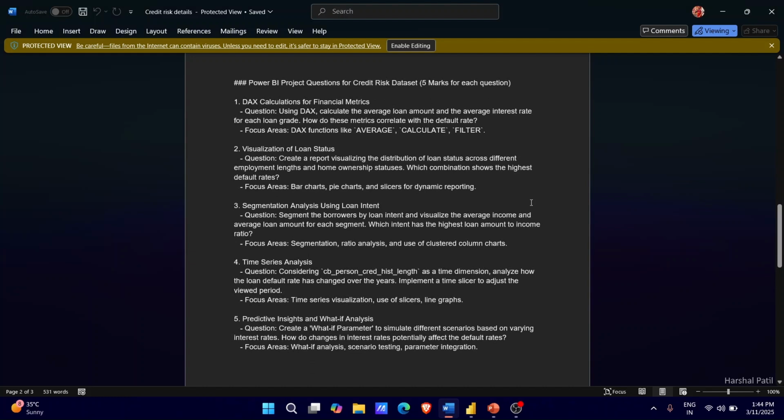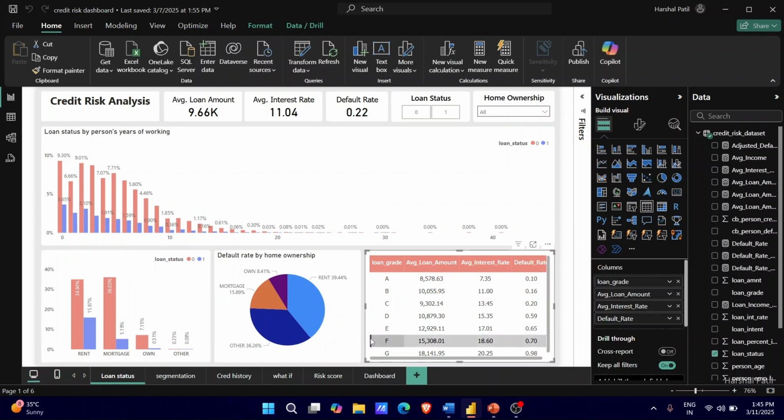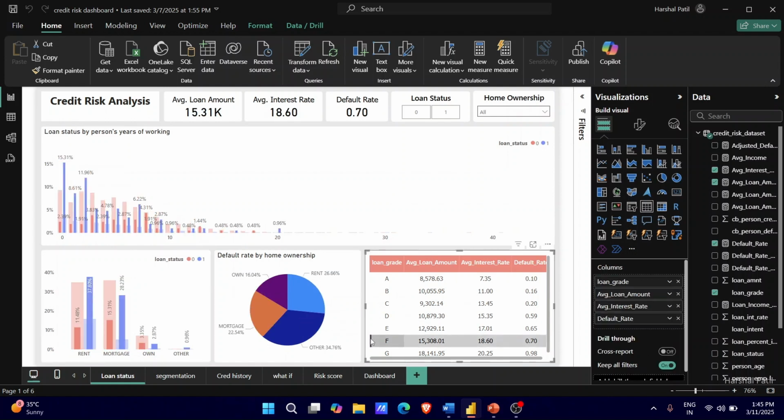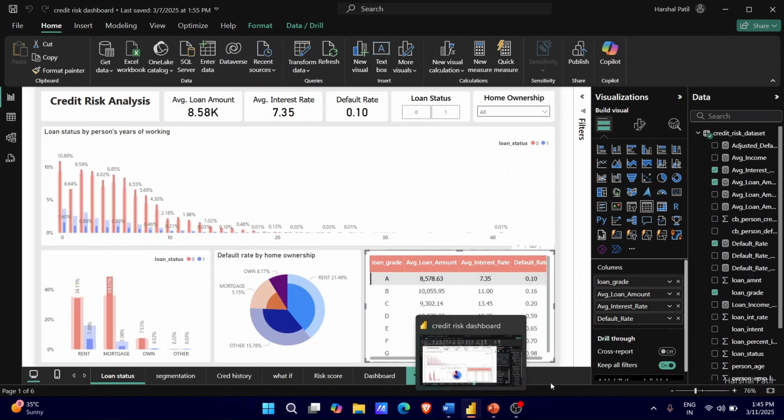We have to segment the borrowers by loan intent and visualize the average income and average loan amount for each segment, and find which intent has the highest loan amount to income ratio. So for that, we created this table where we have the loan grade, average loan amount, average interest rate, and default rate. The loan grade was from A to G.